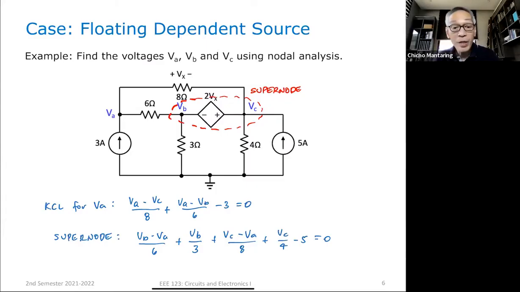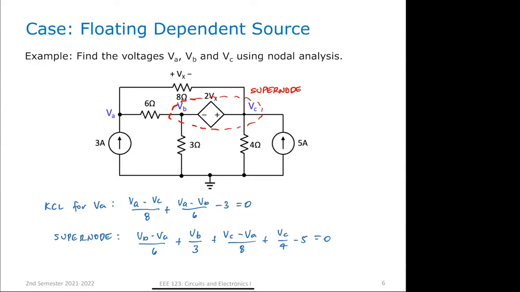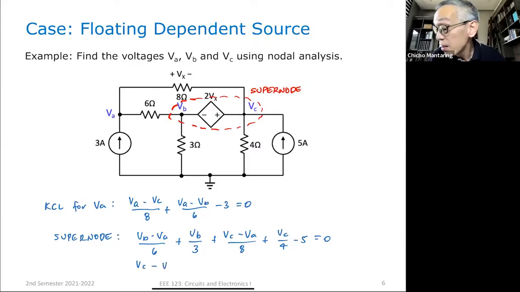Again, the problem: we have three unknowns, VA, VB, VC, but I only have two equations. Three unknowns, two equations. What is another equation that I can form? Lance, what other equation can I form? VC minus VB is equal to 2VX. VC minus VB is equal to 2VX.